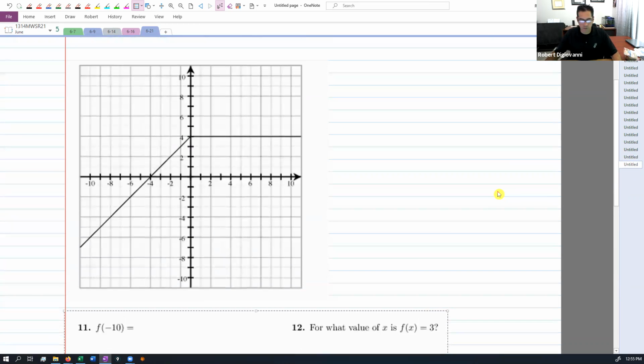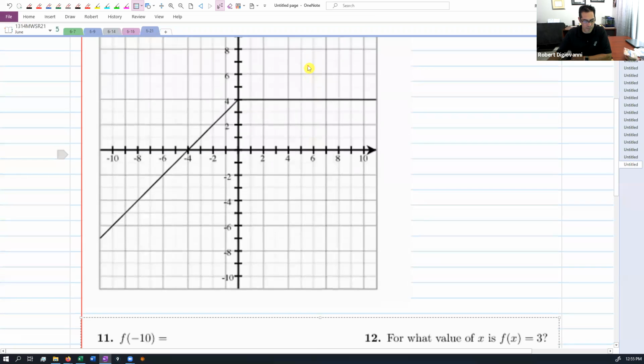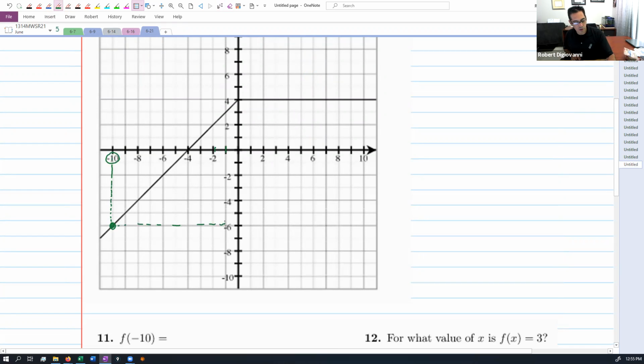All right. So a volunteer, how about a volunteer to tell me what number 11 is? What's f of negative 10? Would it be negative 6? Negative 6, good. So Juliet's going negative 10, moving over all the way to negative 10 on the x, and then trying to find the point on the graph, which is down here, right there. That corresponds to a y value of negative 6. So this should be negative 6. Good job.